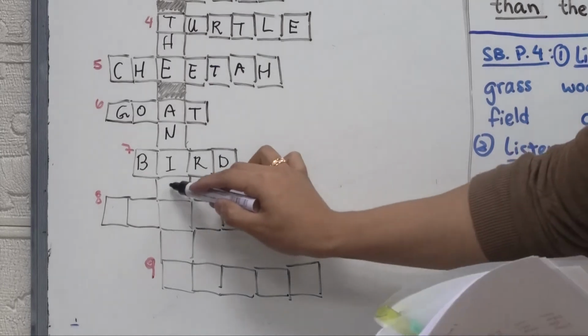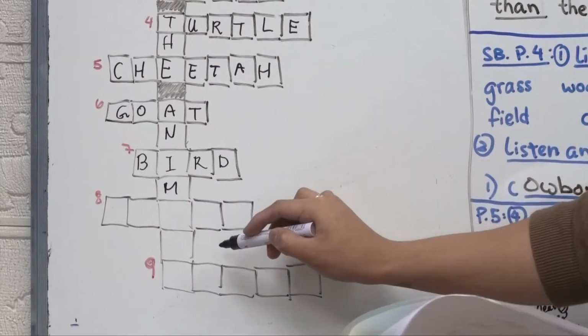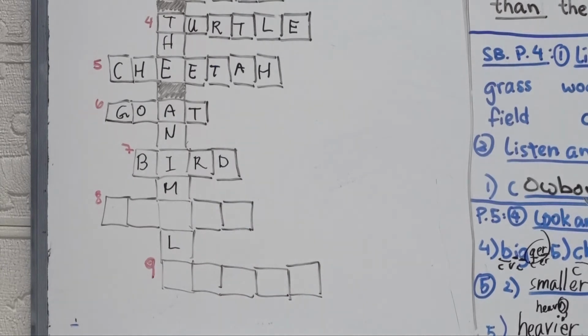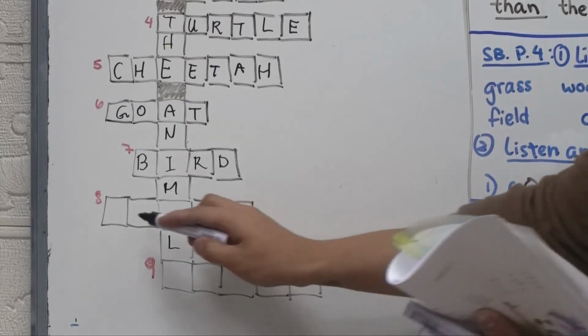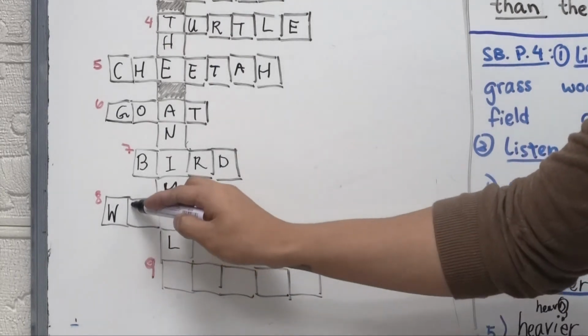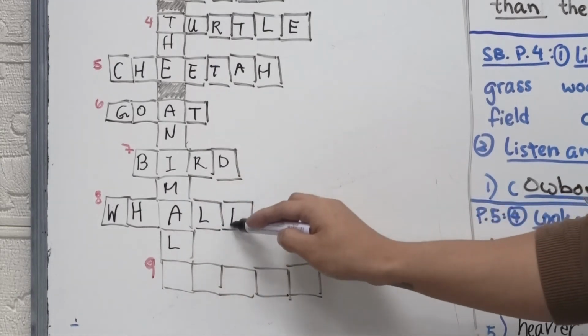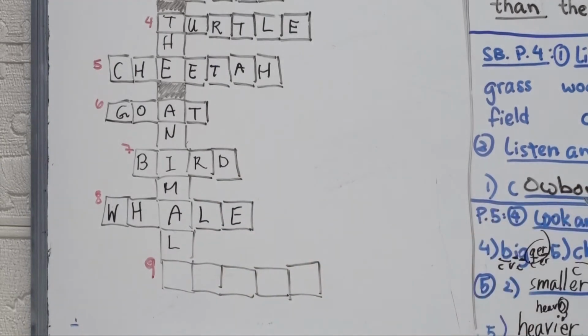And then we have the letter M here, right? And then letter L here. So what do you think? Number 8. What? Whale. Right, whale. How do you spell whale? W-H-A-L-E. Whale. Oh, very easy, right? We can already guess the secret message.